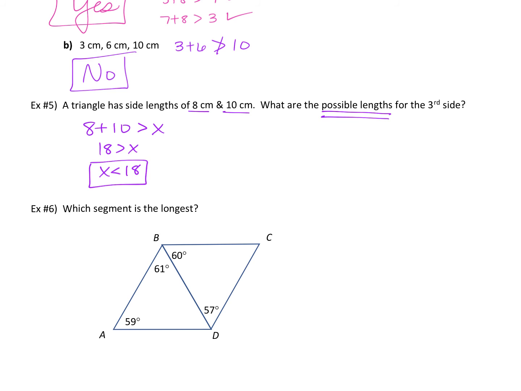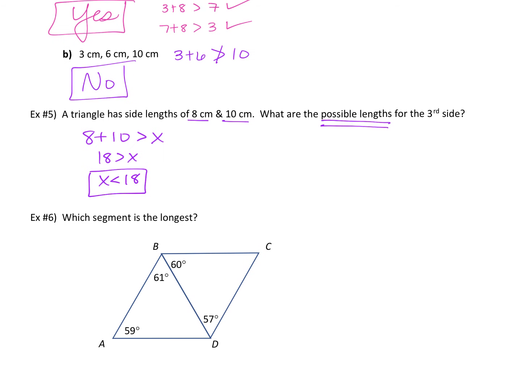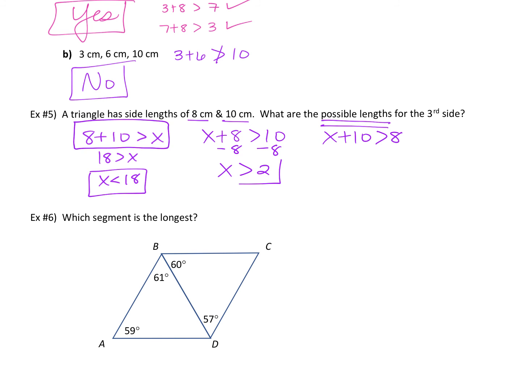We set up 3 inequalities. One of those inequalities is 8 plus 10 is greater than x. Another one would be x plus 8 is greater than 10, and x plus 10 is greater than 8. Well, if I solve those, x has to be greater than 2. If I solve this one, x has to be greater than negative 2.